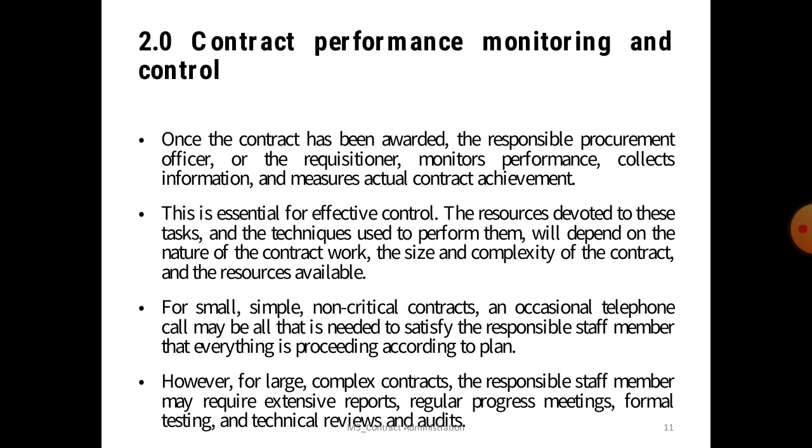So for a small, simple, non-critical contract, an occasional telephone call may be all that is needed to satisfy the responsible staff member that everything is proceeding according to the plan. However, for a large complex contract, the responsible staff member may require extensive reports, regular progress meetings, formal testing, technical review and audits.